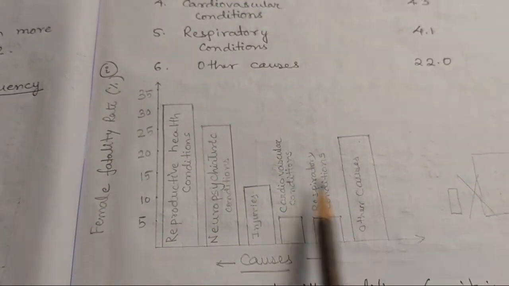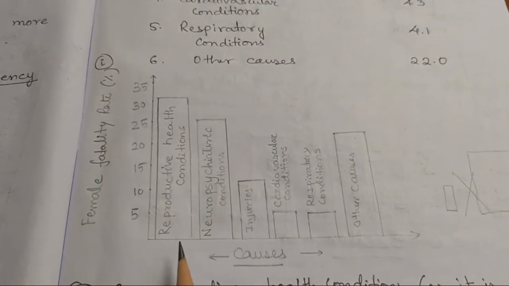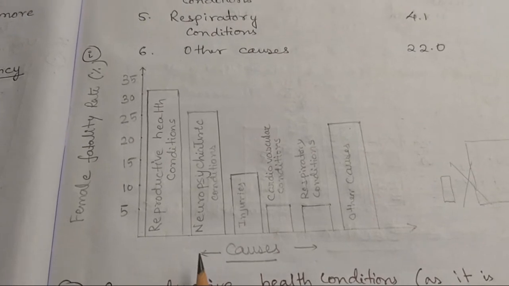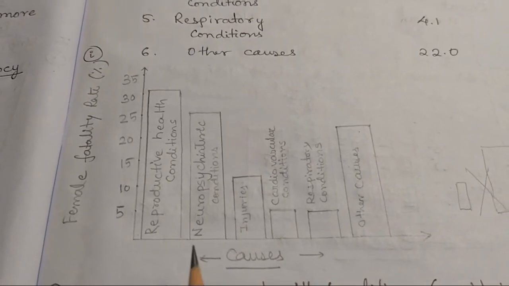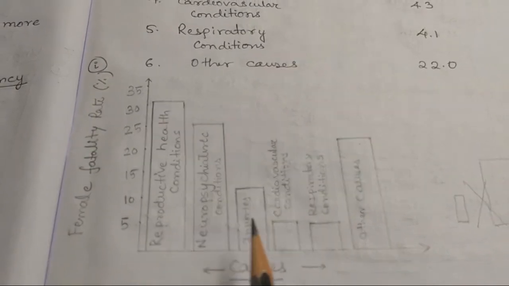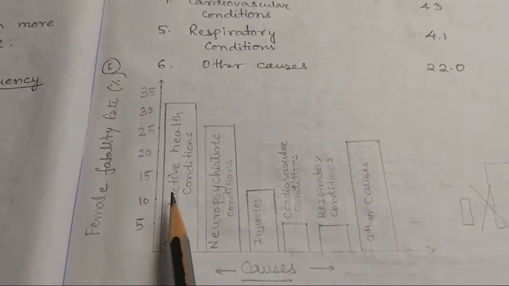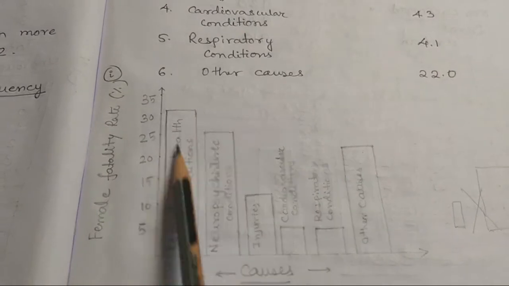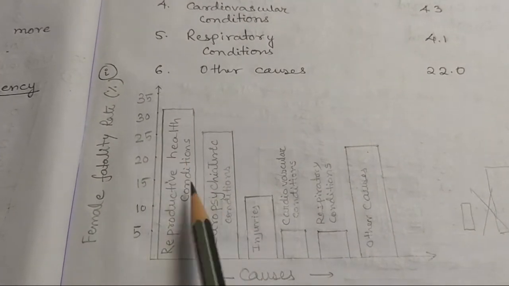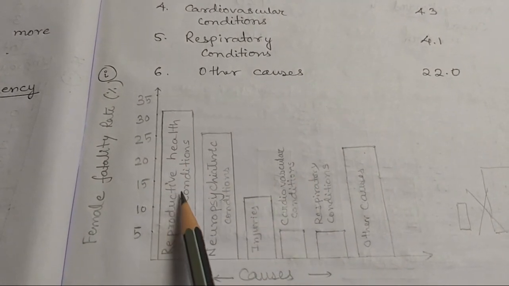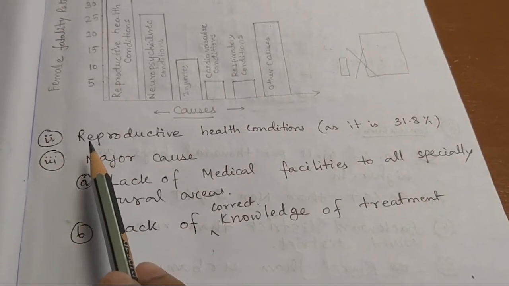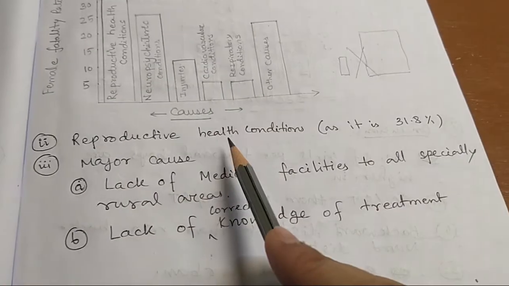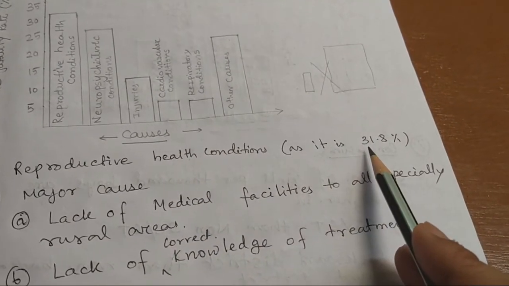A bar graph is generally used to represent the comparison between discrete data. You can see these are discrete data and we can easily compare them. Look, this first bar is higher than any other bar. So this is the main cause, reproductive health condition. So the answer to number 2 is reproductive health condition, as it is 31.8.